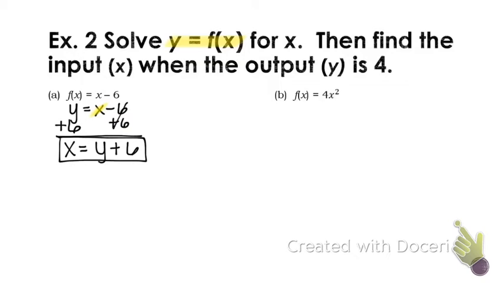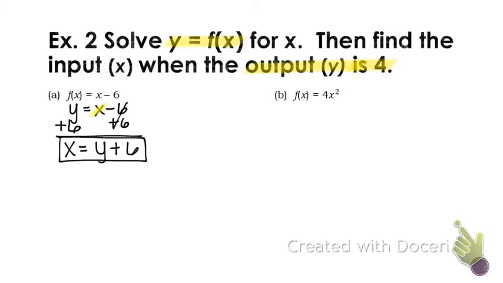Now, if you continue to read the directions, it says, then find the input when the output is 4. And you can see after the word input, I put X because X is our input. After output, I put Y because Y is our output. So basically, they are telling us that Y, or the output, is what? 4. So what are they wanting us to do with that 4?